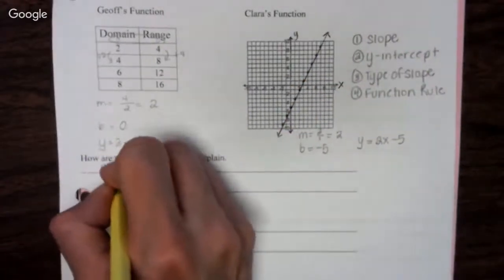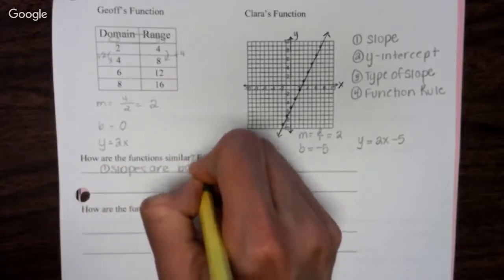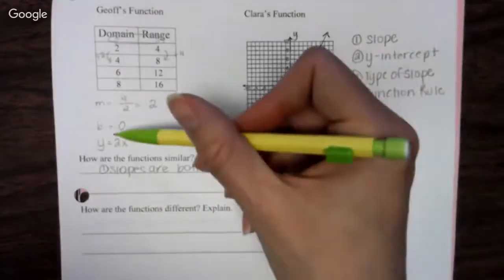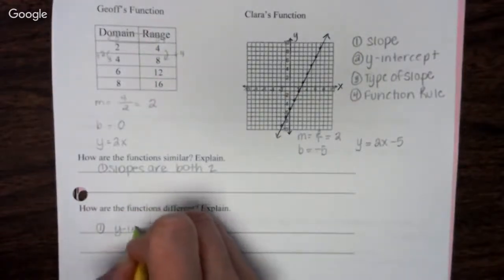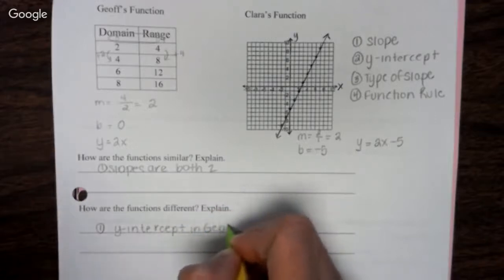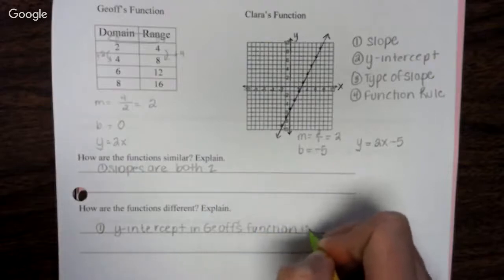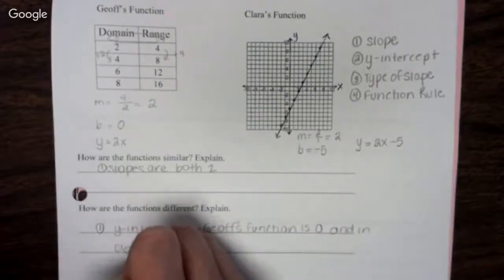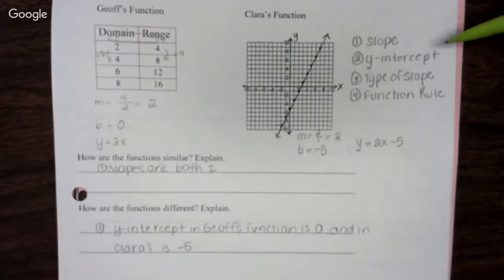So number 1, slopes are both 2. Y-intercepts, this one's negative 5, this one is 0, so that's a difference. So the y-intercept in Jeff's function is 0, and in Clara's is negative 5. Now look at type of slope.